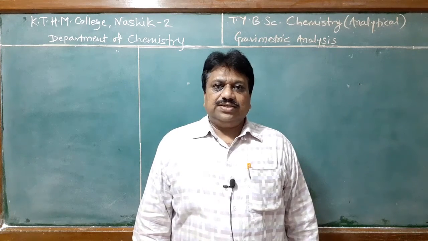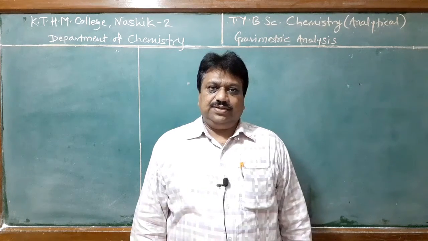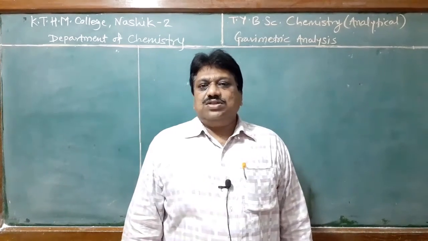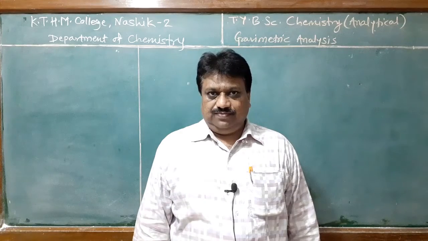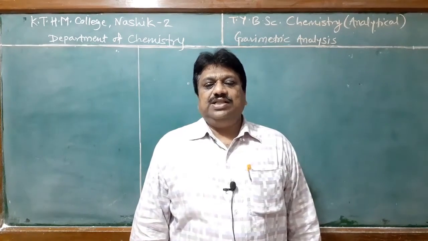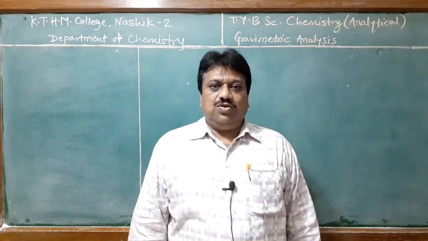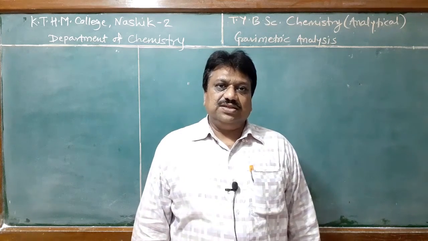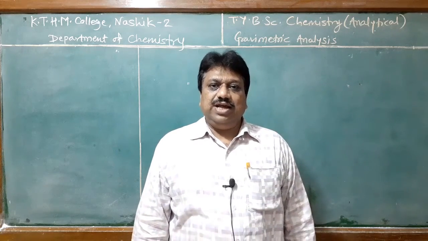Students, in the last lecture we discussed solubility product and its application in gravimetric analysis. With the solubility product, we know that we can determine the concentration of reagent which is required for a precipitation reaction. We also discussed whether precipitation is possible or not with that concentration of reagent. With the help of solubility product, we also discussed the solubility or loss of precipitate during gravimetric analysis.